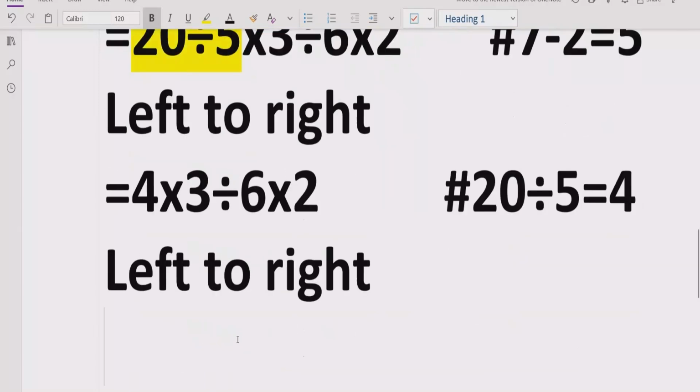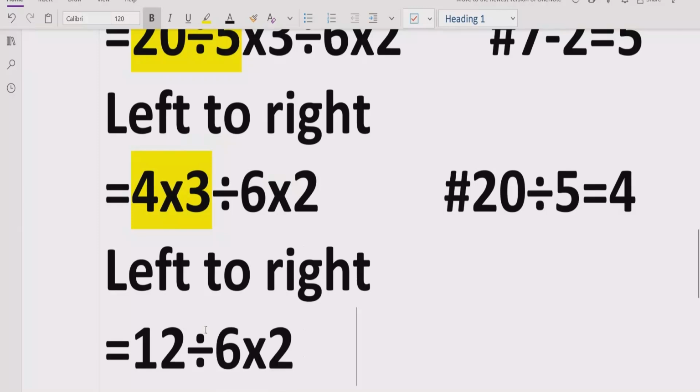So this time we have the multiplication sign, which is 4 multiplied by 3. So first of all, we have to solve this one, not 3 multiplied by 6. First of all, we have to solve this one. So 4 times 3 is 12, divided by 6 multiplied by 2, we will write here as it is. And here we have to give the reference, 4 multiplied by 3 equals 12.